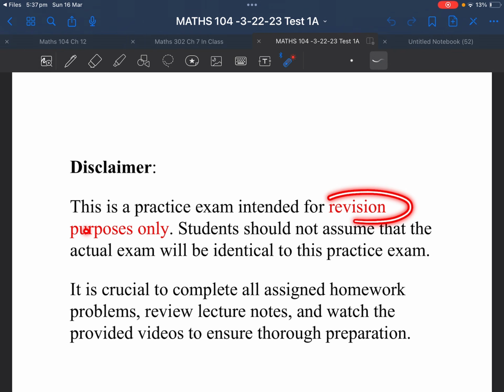This is only a practice exam. It's just for revision. It will not help you understand the material. You need to do the homework, lecture notes, and watch the videos before you come and see this exam.